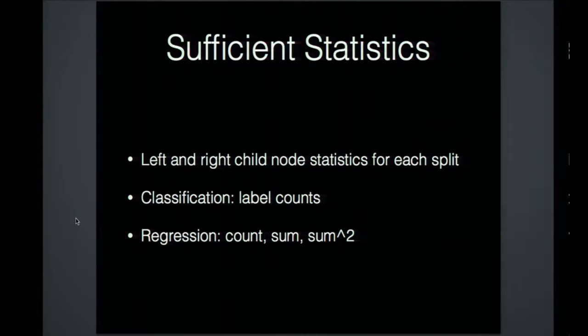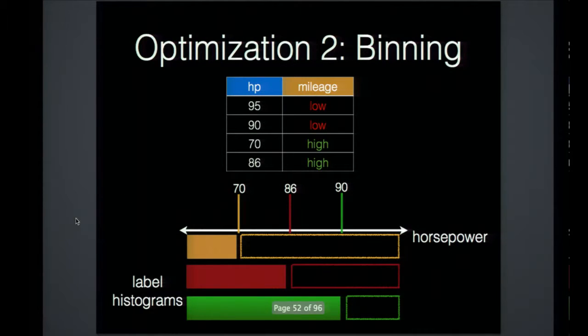These are the left and the right child node statistics for each split candidate. And for classification, we only need the label counts for each label. And for regression, we need the count, the sum, and the sum of squares for variance or mean squared error calculation. The second optimization that we did was to exploit the sorted order of splits.